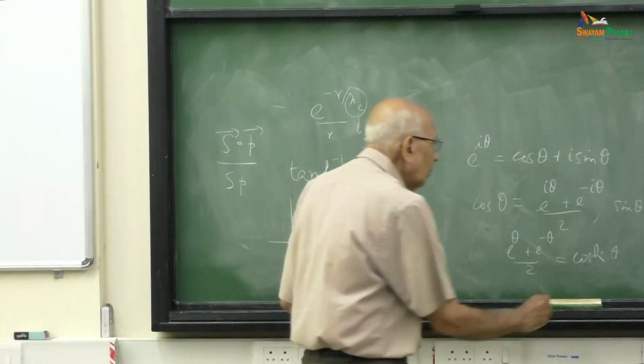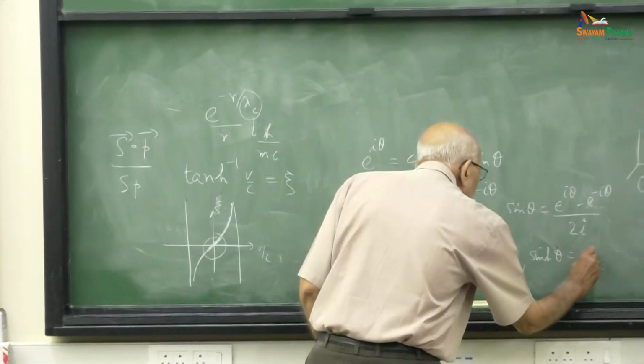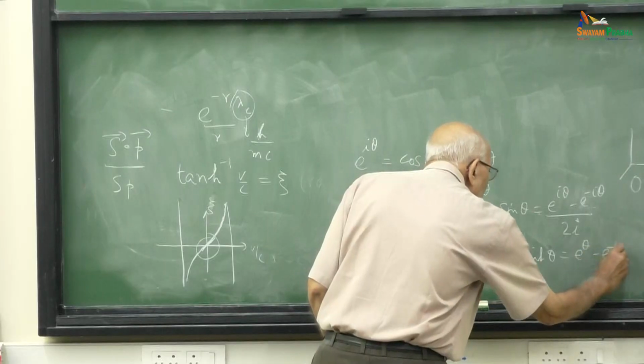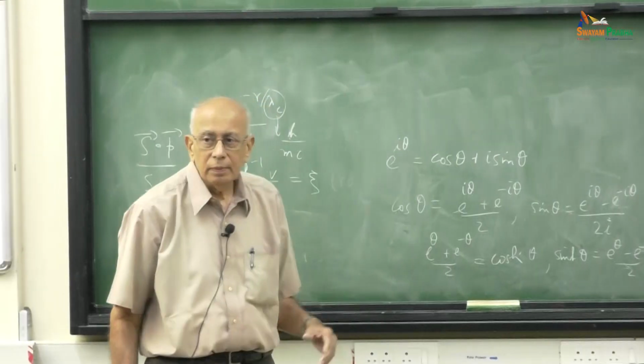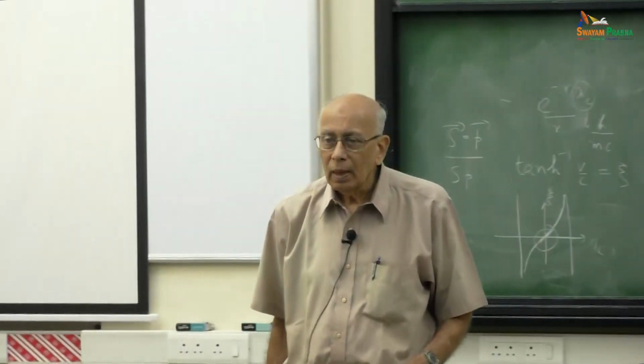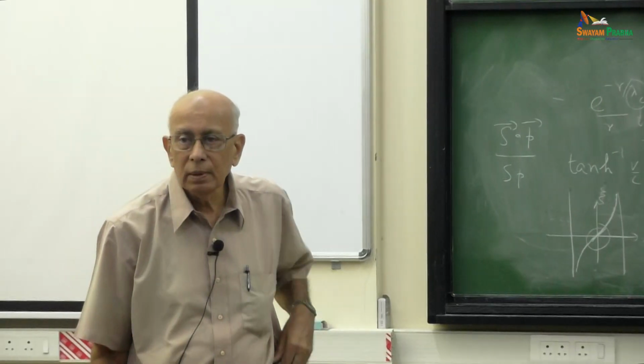In exactly the same way, you have sin hyperbolic theta, which is e to the theta minus e to the minus theta over 2. The even and odd parts of e to the theta. And tan hyperbolic is the ratio of sin hyperbolic over cos hyperbolic.